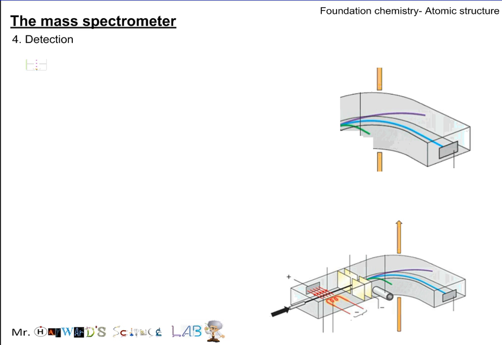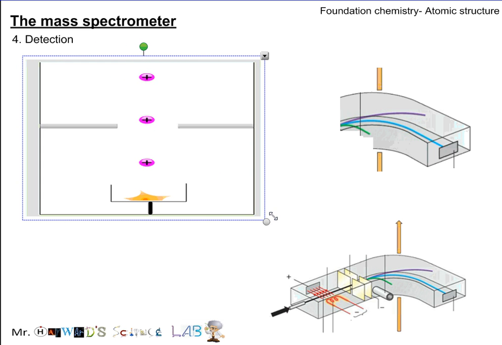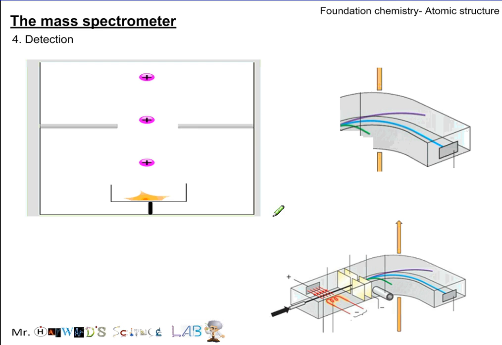The last thing now is the detection. So in detection, we look at the ions that actually reach the detector. And this is only a small detector. The detector isn't around these areas, okay? It's not here. The only area it is is at the bottom here. That's our detector. And only the ions that reach that detector will be detected.